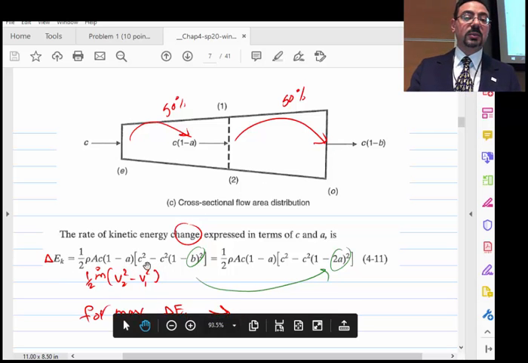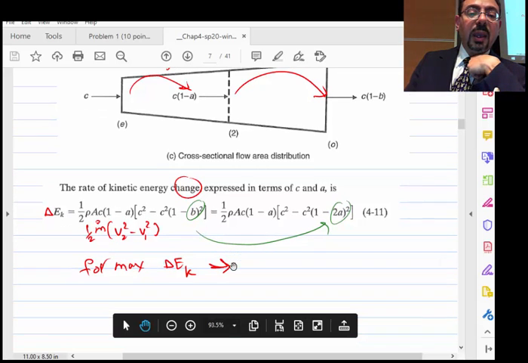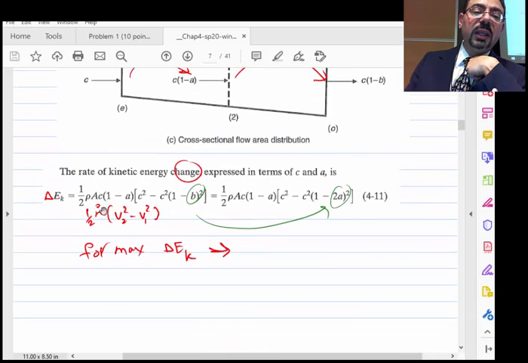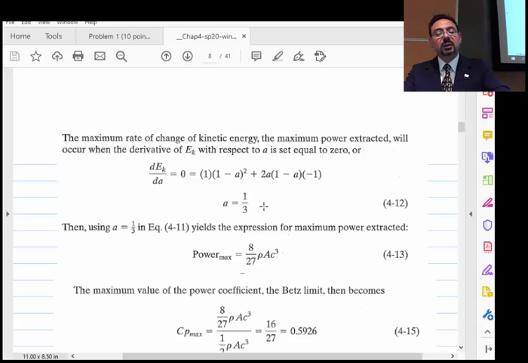So you started with, so he's basically looking at the flow change between the inlet and the outlet, right? And so this would be half m dot V squared. Okay, and after he got the delta EK, the energy that he's harvesting, he's differentiating it with respect to A and setting it equal to 0. So the result is A equals 1 over 3.